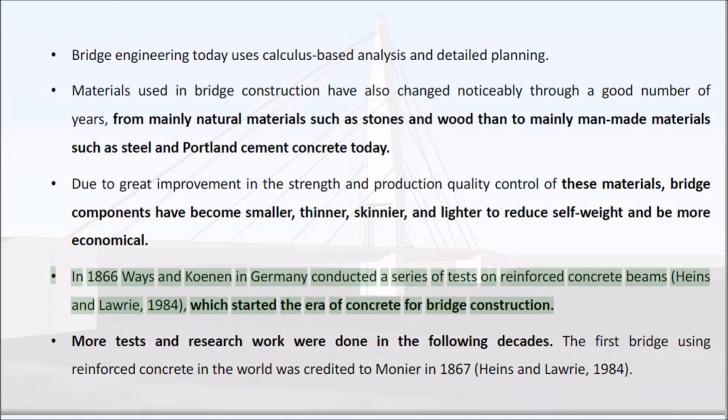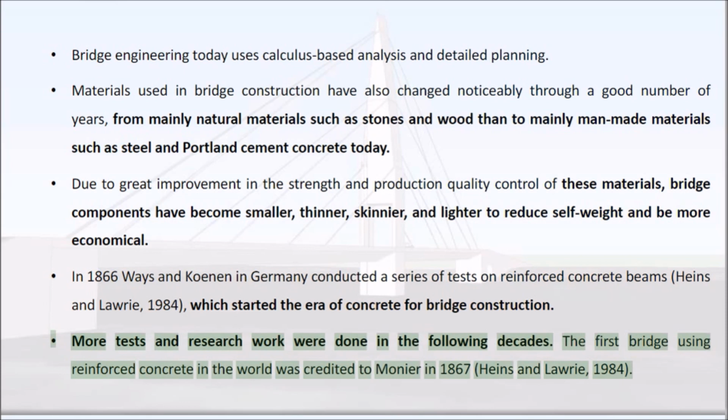In 1866 Weiss and Koenen in Germany conducted a series of tests on reinforced concrete beams, which started the era of concrete for bridge construction. More tests and research work were done in the following decades. The first bridge using reinforced concrete in the world was credited to Monier in 1867.